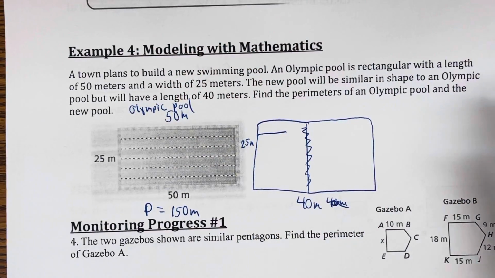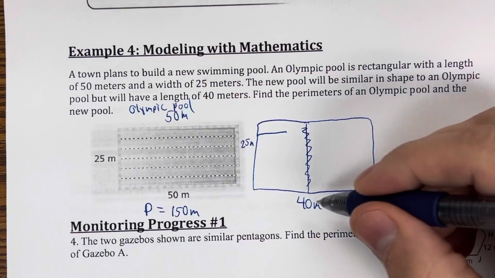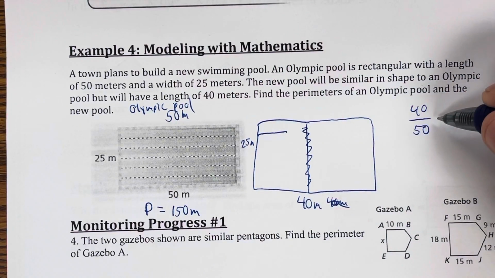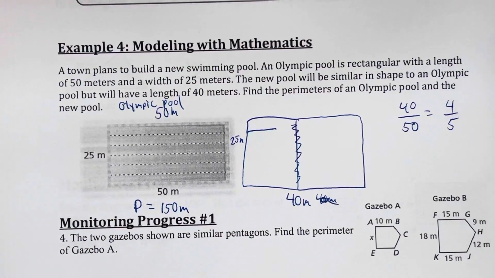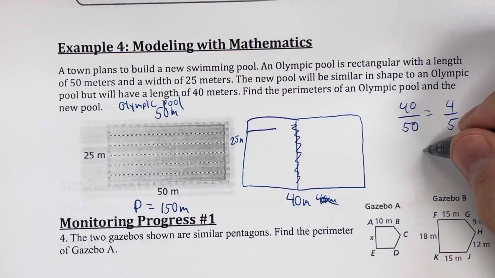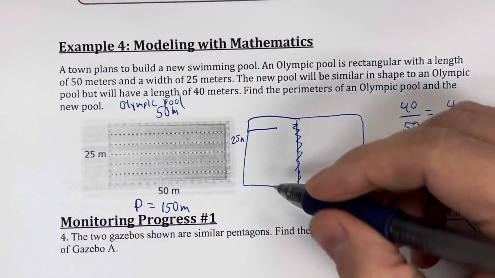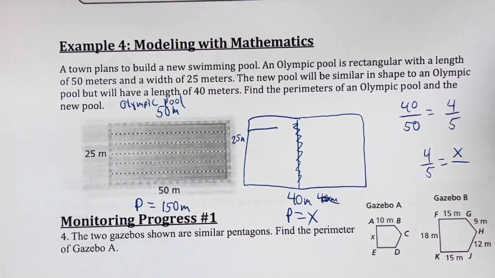And we are supposed to find the perimeter of the new pool as well. For us to do that, first we have to set up the scale factor of the sides. I'm going to go new to old, so that's 40 over 50. Those are the corresponding parts. That would reduce to 4 over 5. And then from there I could set up a proportion. 4 over 5 is equal to the perimeter of the new one, that is what we are finding, x, over the perimeter of the old one, 150.